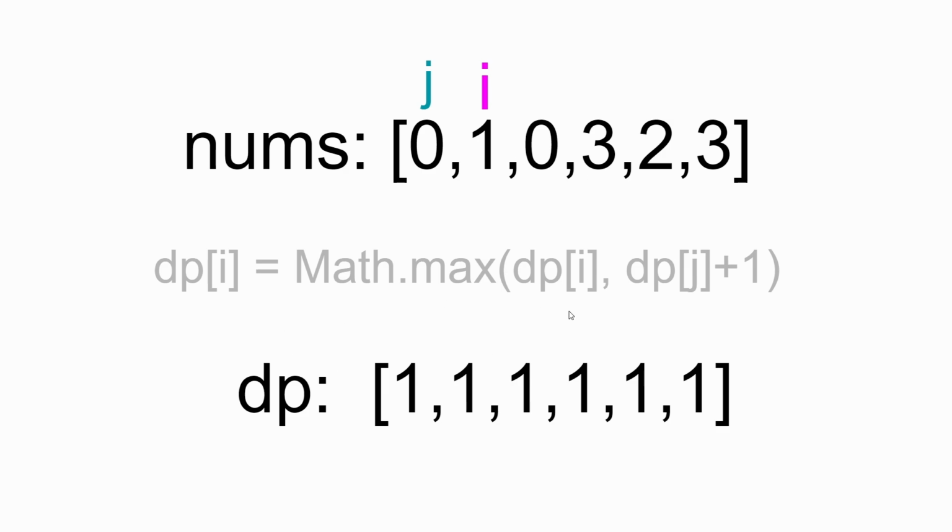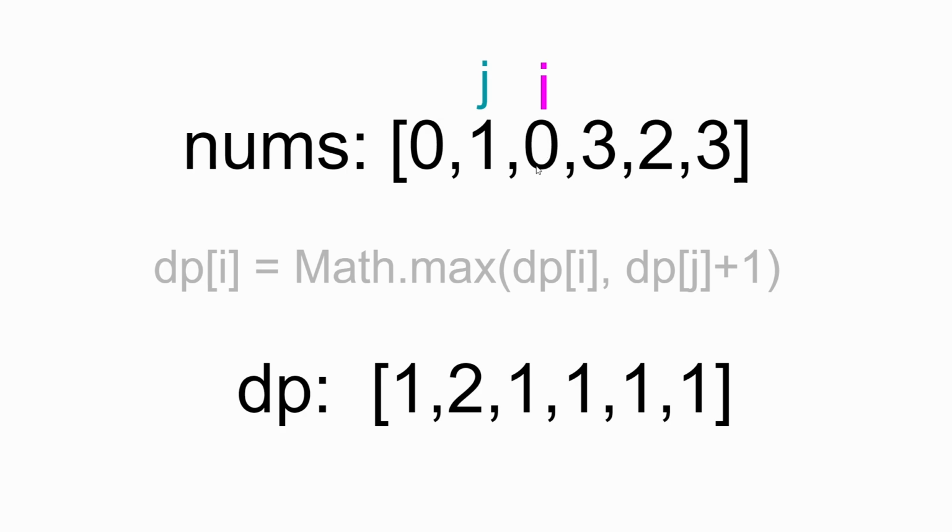What is the max of dp at I, which is 1, and dp at j plus 1, which is 1 plus 1 is 2? Well, 2 is the max of that. So we're going to update this dp at I to 2. Then we increment I. Same step. Is nums at I greater than nums at j? Well, 0 is equal to 0, so no. So we can just increment j.